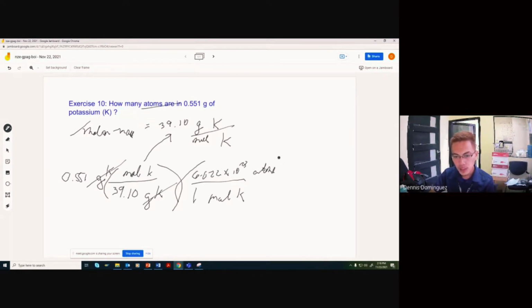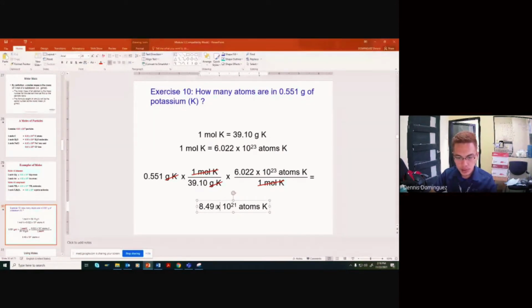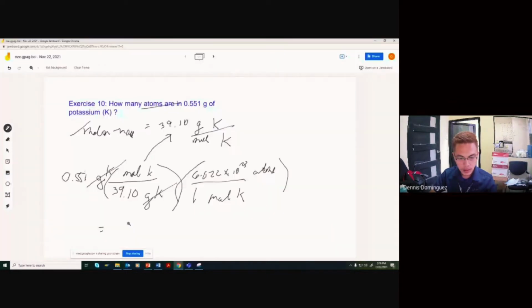To perform the operation, 0.551 multiplied by 1 times 6.022 times 10 raised to 23, divided by the product of the denominators, 39.10. So the answer is 8.49 times 10 raised to 21 atoms of K. The moles of K cancel, and the only unit left in the numerator is atoms.